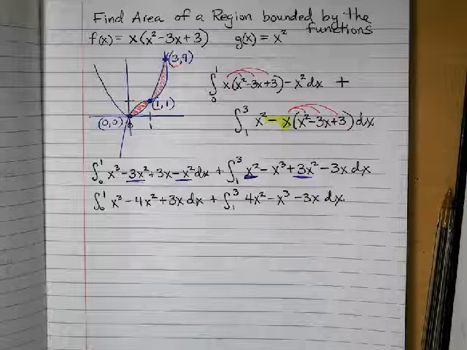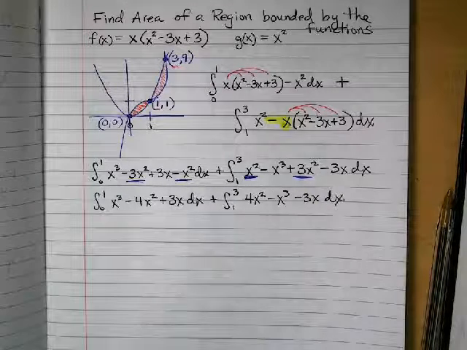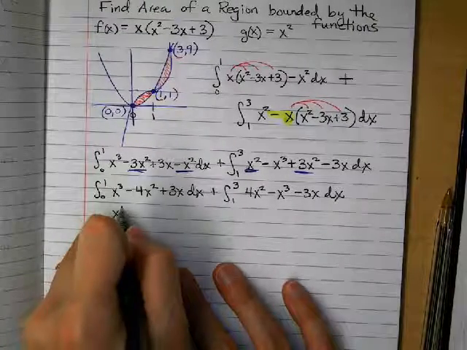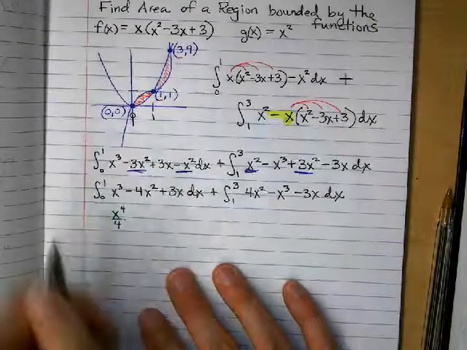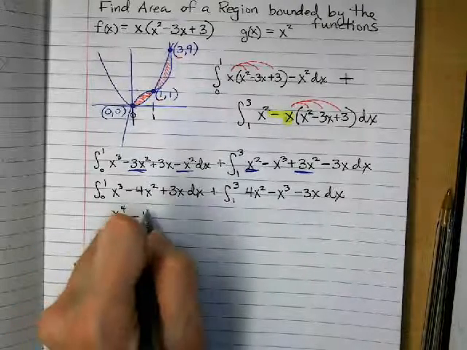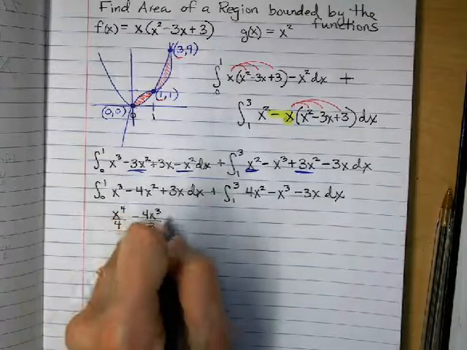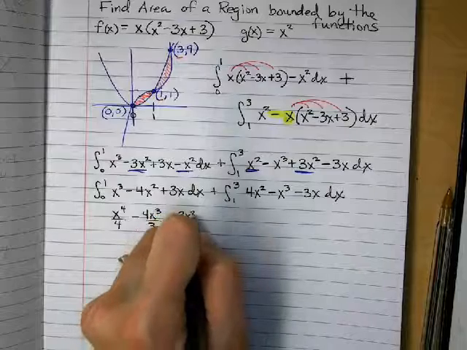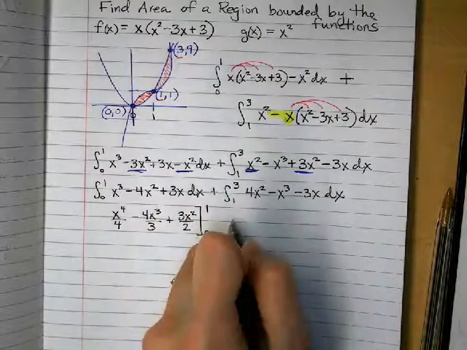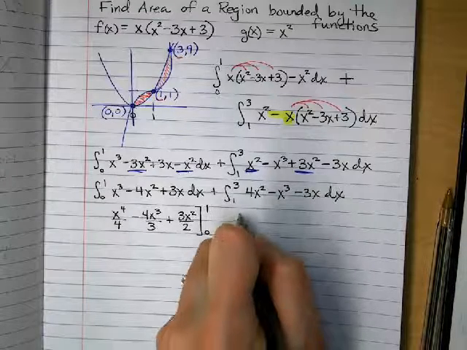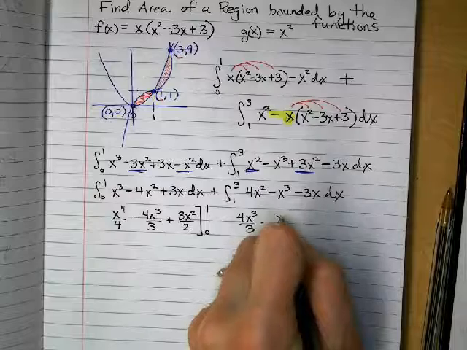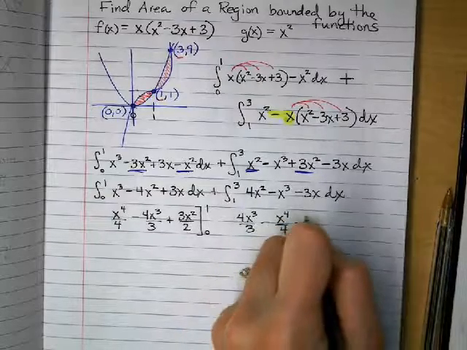So, we got this. At least I feel like you're understanding, so I hope so. So you integrate, you get x to the 4th over 4 minus 4x to the 3rd over 3 plus 3x squared over 2. And we're going to evaluate that from 0 to 1. And then over here, if you integrate this one, you get 4x to the 3rd over 3 minus x to the 4th over 4 minus 3x squared over 2. And we're going to evaluate that one from 1 to 3.